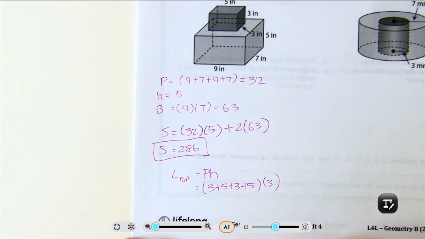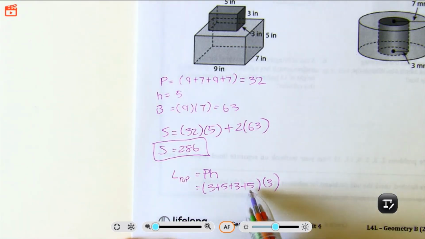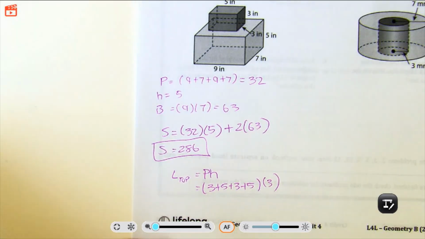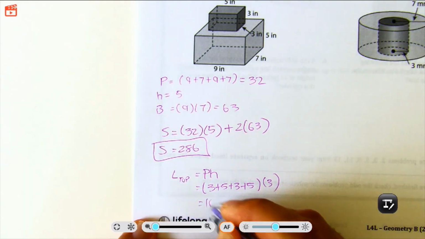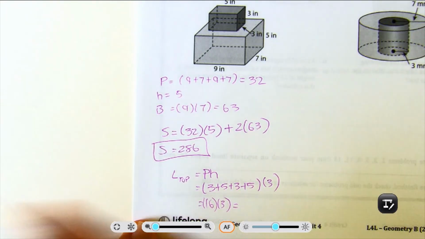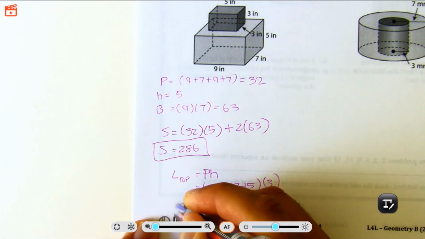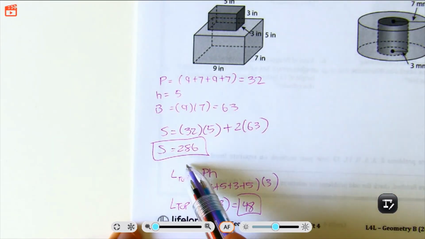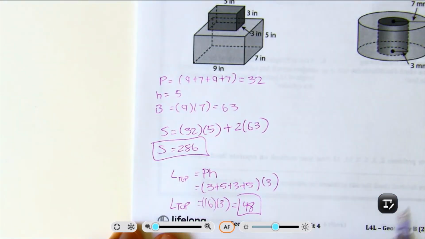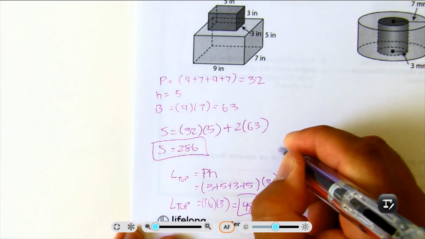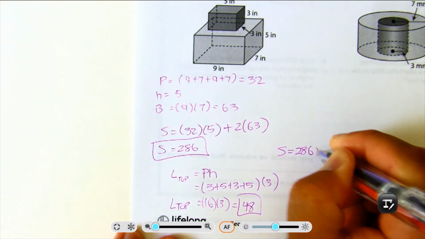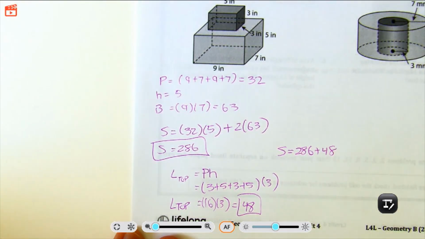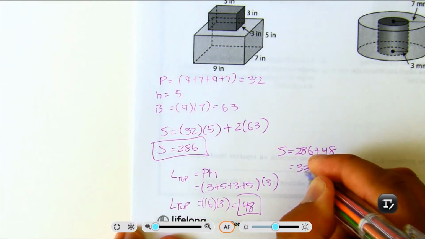And 3 plus 5 is 8, double that, we have 16, and 16 times 3, so let me write 16 times 3, ends up being 48. So we have 286 plus 48, and the surface area would be 286 plus 48, and that is 334.